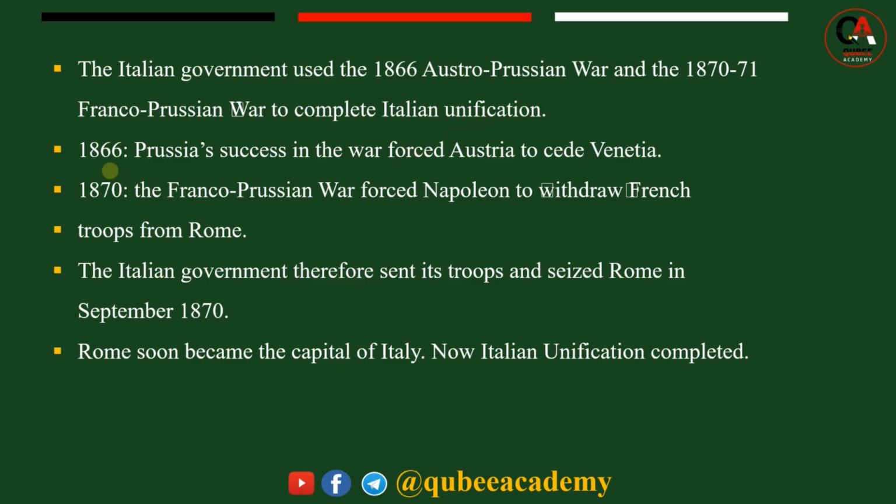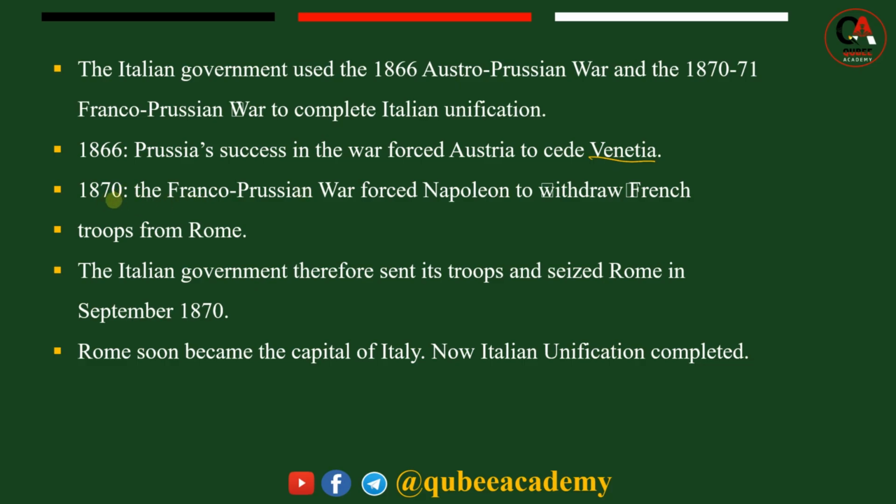In 1866, the war was fought between Austria and Prussia. You will learn about it under German unification in the next video. From that war, Italy got Venetia at that time. Venetia was under the rule of Austria.